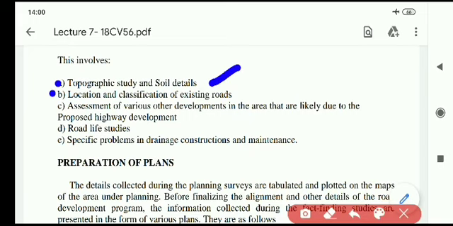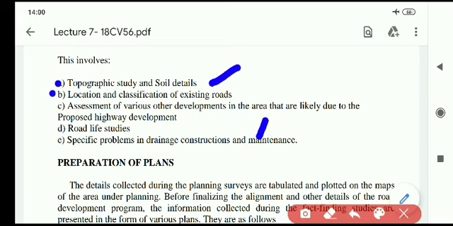If any development is going on, it leads to more transportation, so there may be more vehicle movements. If you leave out that consideration and propose a new road, there may be chances of congestion or accidents in the upcoming days. So if any development is happening, that development is also considered in the planning process.